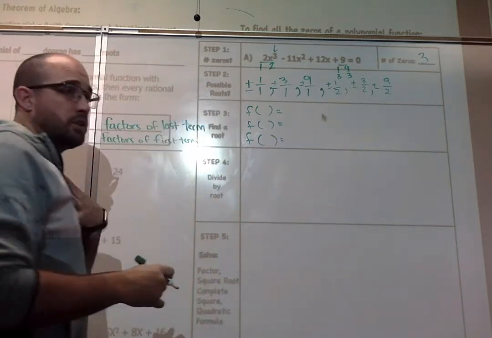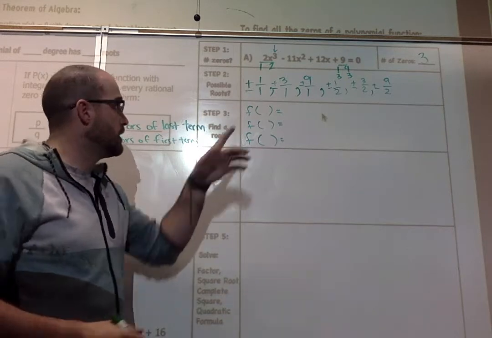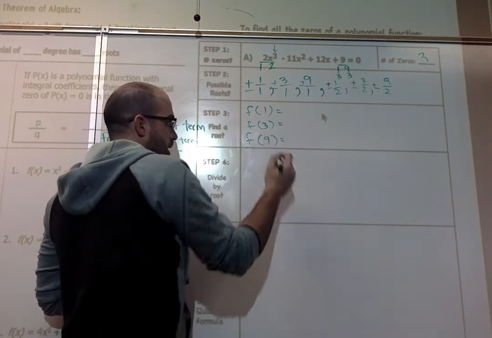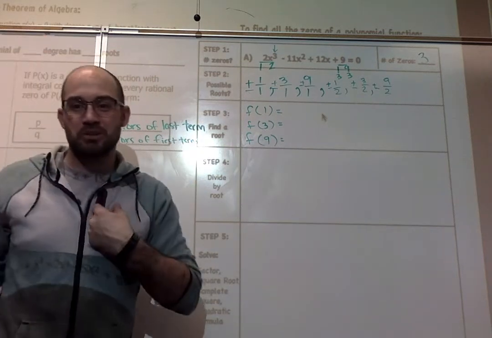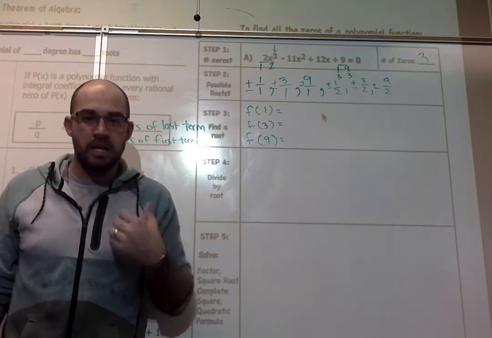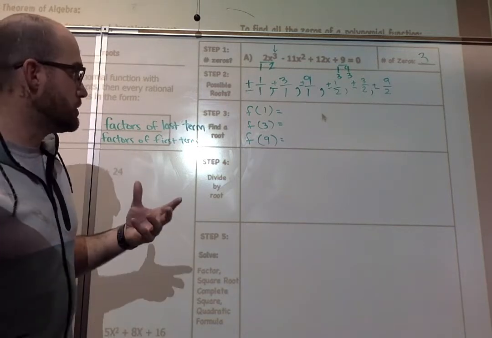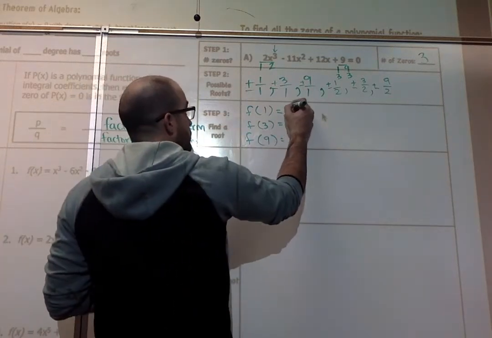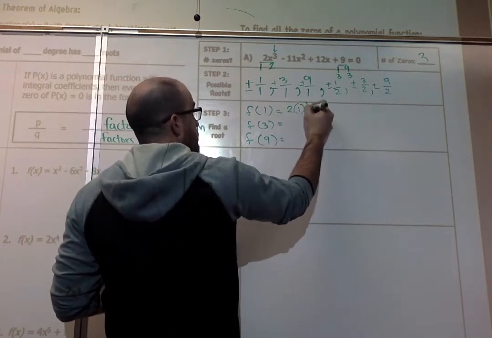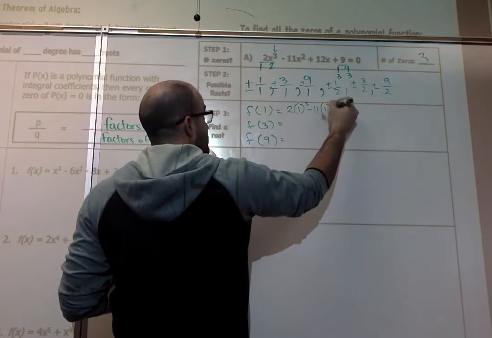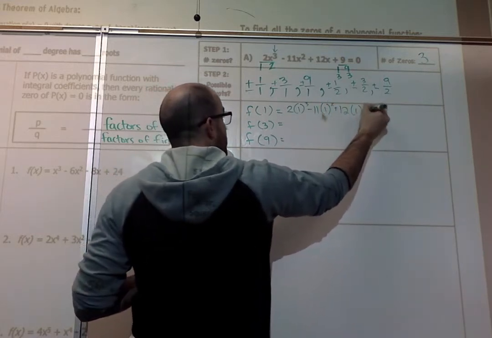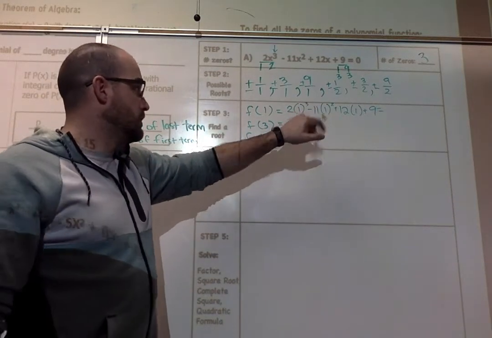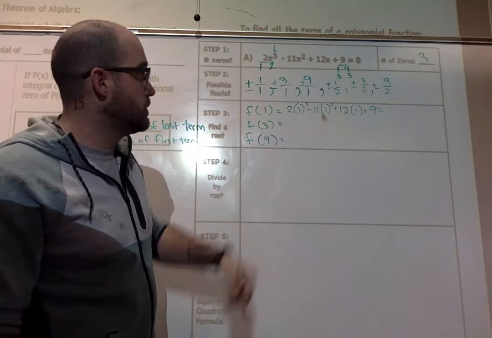So I would go through and first I would plug in all my whole numbers. So here 1 divided by 1 is 1, 3 divided by 1 is 3, 9 divided by 1 is 9. Okay, I'm going to first plug in those whole numbers just because they're easier. Our goal is to find one of them that equals 0. When I plug these in, I'm plugging them back into my original problem. So this first one would look like this: 2 times 1 to the third minus 11 times 1 to the second plus 12 times 1 plus 9. Okay? When I plug this one in, 1 cubed is 1, so 2 times 1 is just 2.